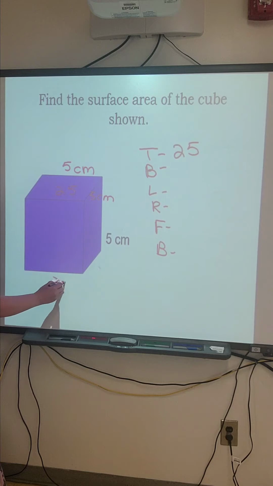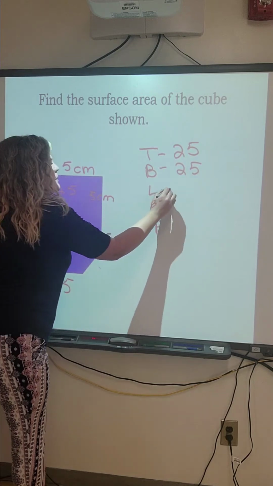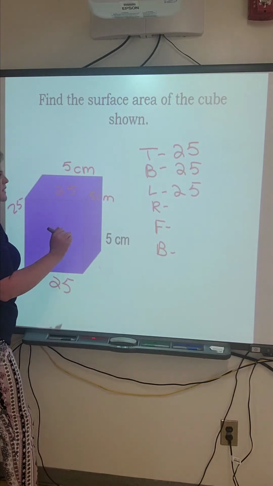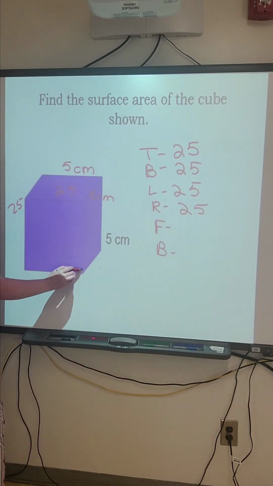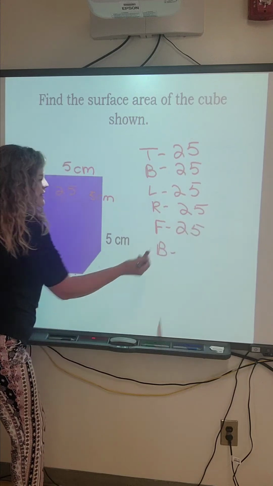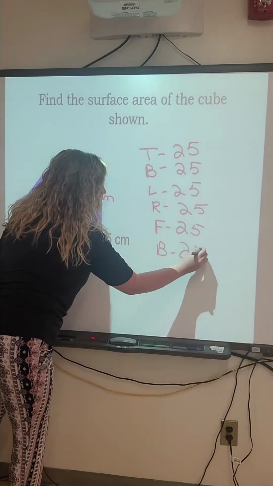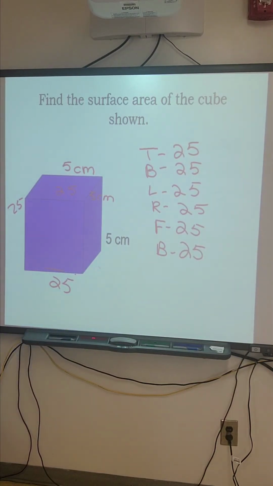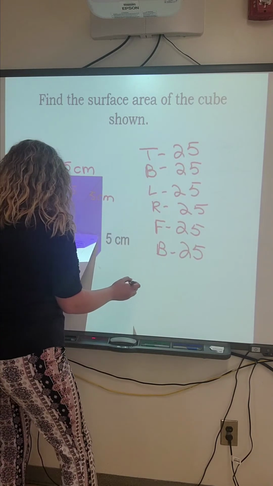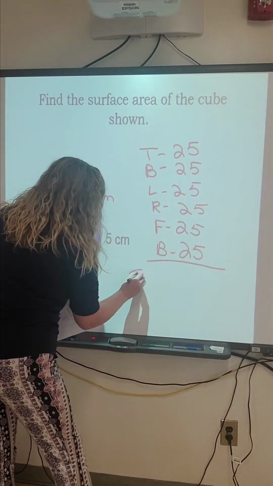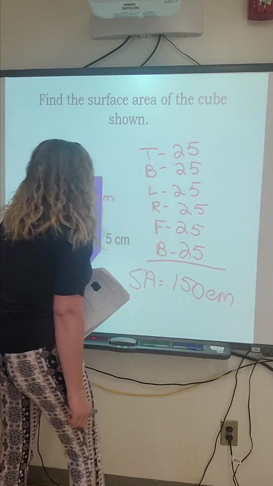Your bottom area is going to be 25. Your left is 25. Remember, I'm getting these because all of these sides are the same. Your right is 25. Your front here is 25. And your back is behind the shape, so the back here is also 25. So now we add all those up together: 25, 50, 75, 100, 125, 150. So the surface area for this cube is 150 centimeters.